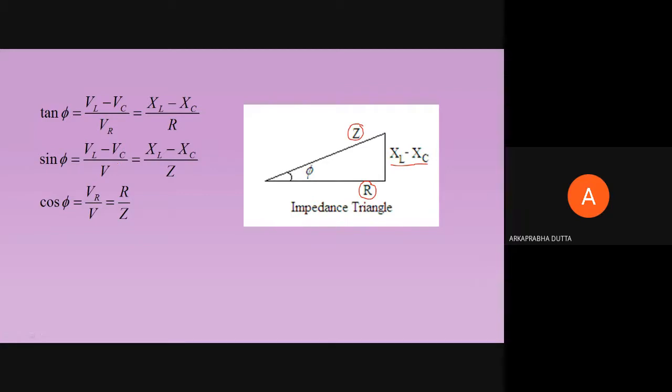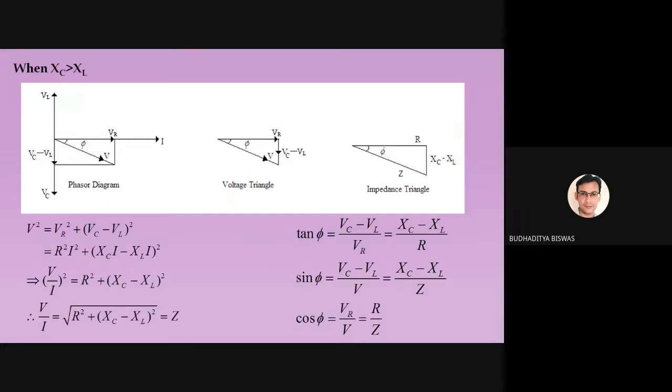Sir, is XL always greater than XC, or is this just an assumption? Be patient, we are coming to this one. Okay, sir. So now when XC is greater than XL, then what will happen?